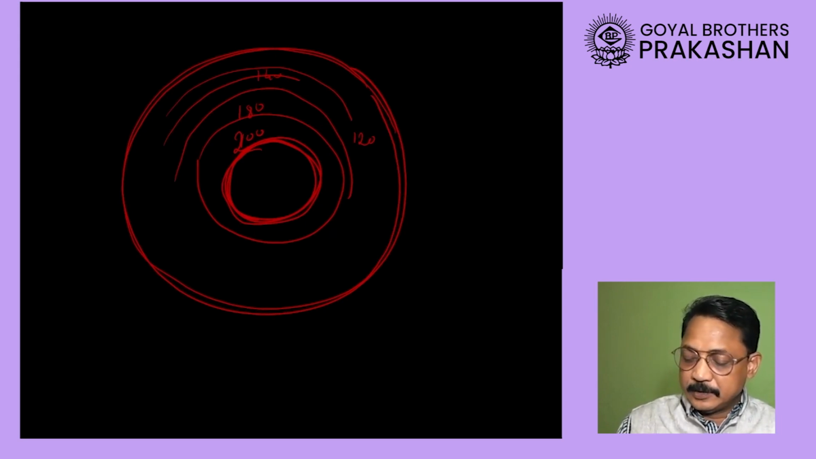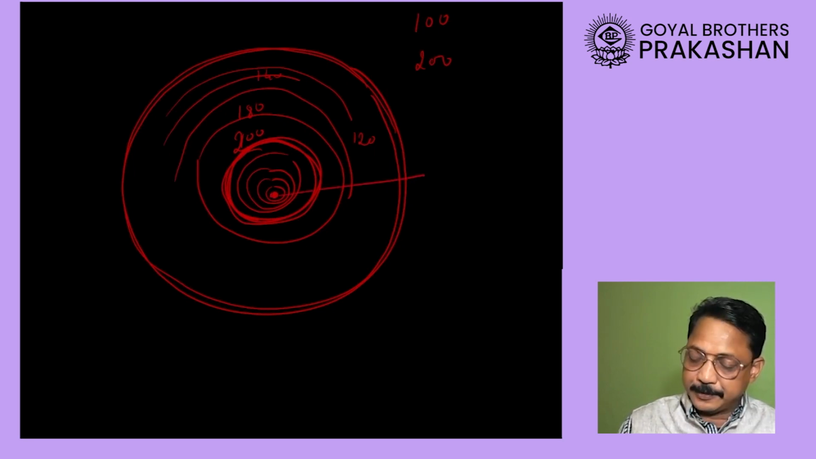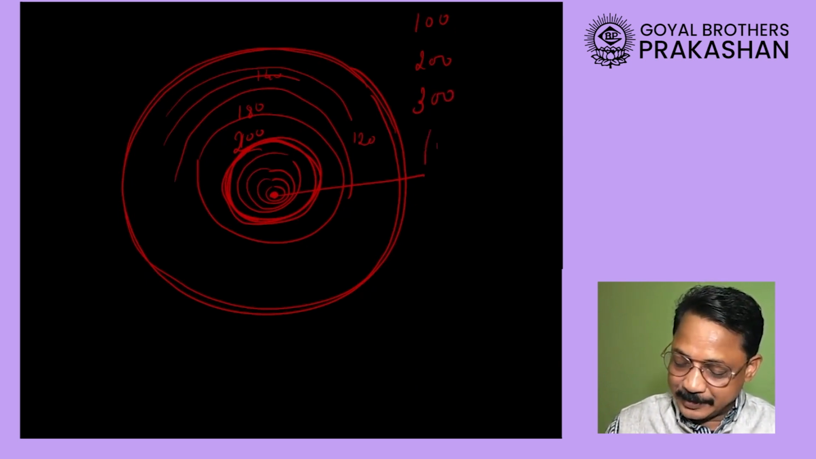That means the numbers which are 200, 100, if I go further inside of this 200, so the inner line will be 220, 240, 260, 280, and innermost will be 300. That will be again made prominent. Such prominently shown contour lines are called index contour.